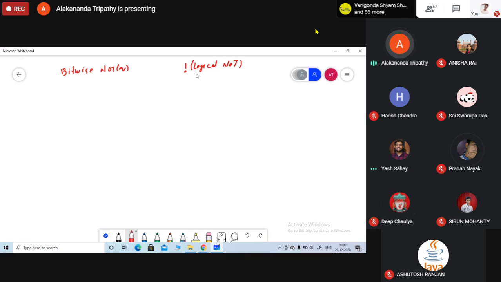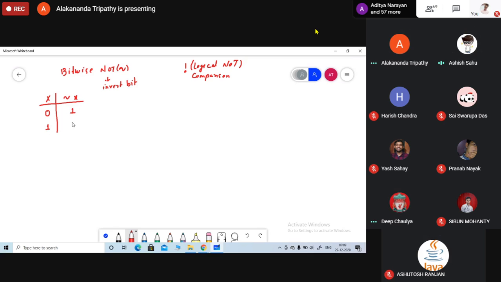So logical not will perform the comparison, but bitwise not will invert the bits. So here, if we are having x, then we will again come back to the logical operations and the bitwise operation comparison. We are having x. What happens here? We are going to do the complement of x. If it is a 0, then 1. And if it is a 1, then 0.